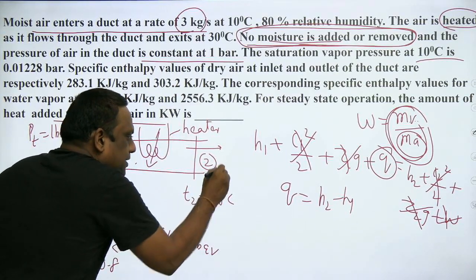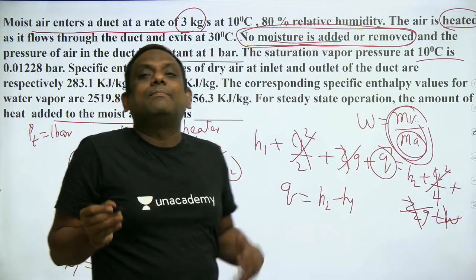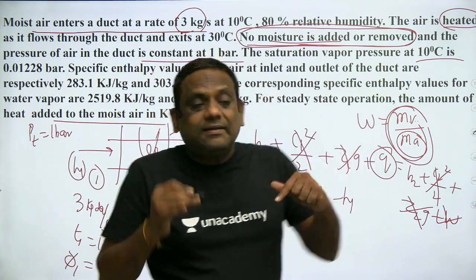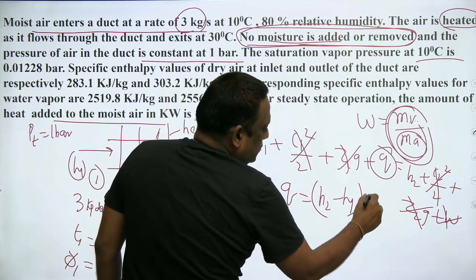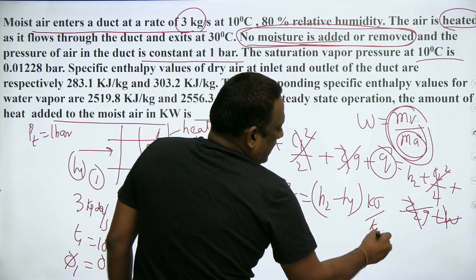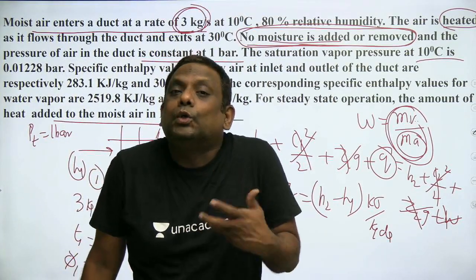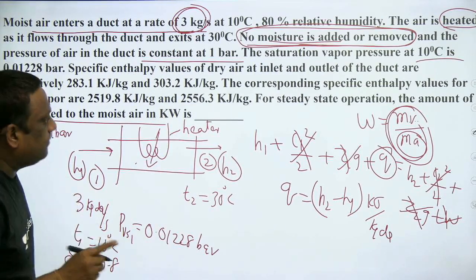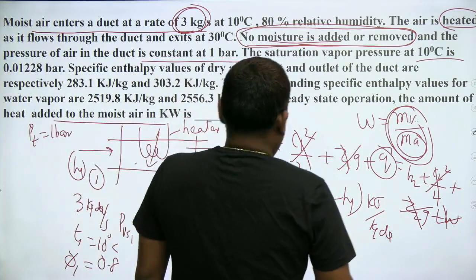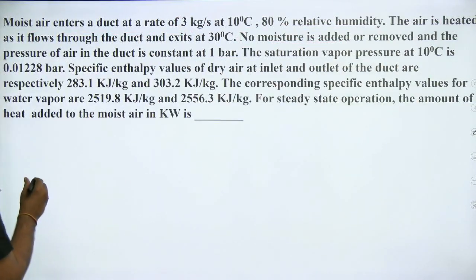Calculate the enthalpy at 2, calculate the enthalpy at 1, and the difference in enthalpy will give you what? Amount of heat. But that will give me per kg of dry air. All these are calculated per kg of dry air. And if I multiply with mass, how much is that? 3, and you will get the total heat. So the main aim here is to calculate enthalpy at 1 and enthalpy at 2. Okay, now let me erase this. Chalo. Now let us calculate enthalpy at 1.